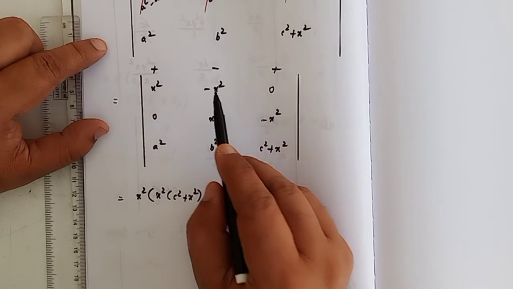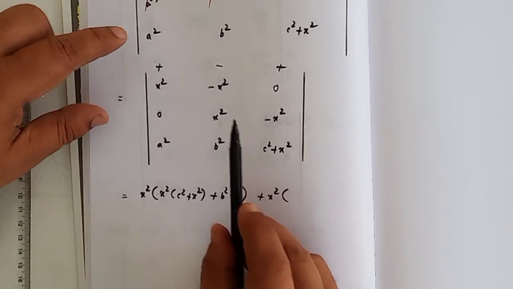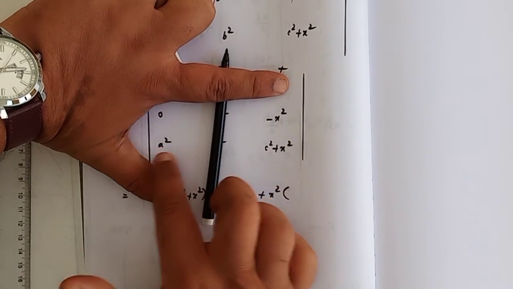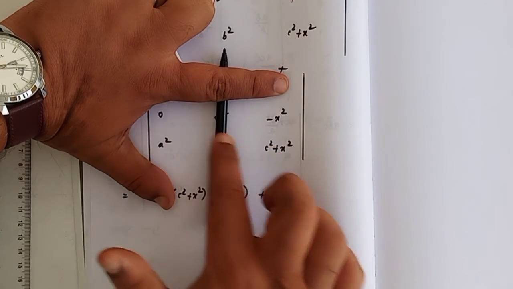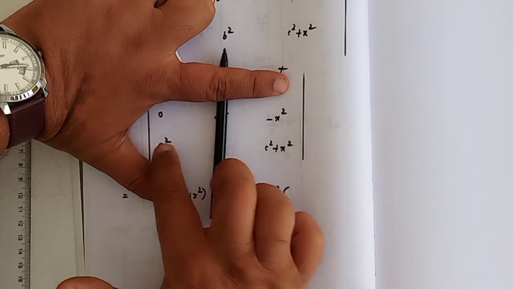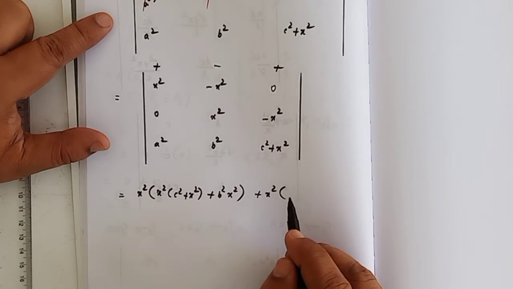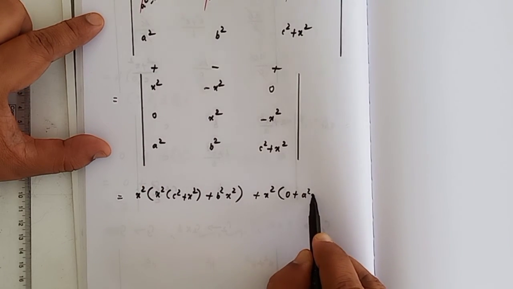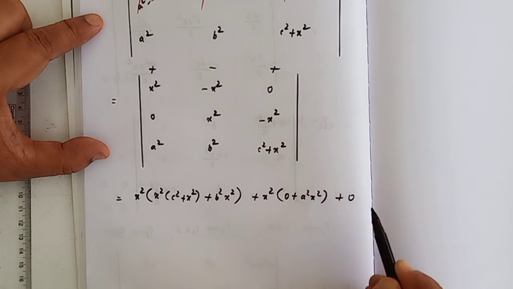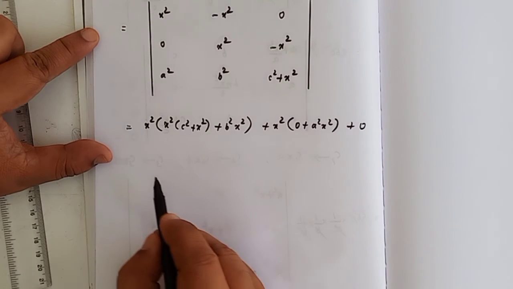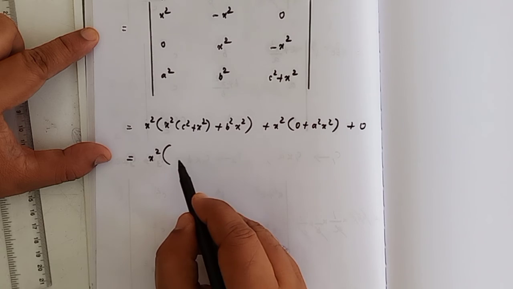Next, minus into minus plus x squared into, leave this column and row. We have these four elements, have to multiply. If you multiply, these two will be getting 0. Then multiply, change the sign, minus a squared x squared becomes plus a squared x squared. Here finally we have 0, 0 and anything into 0, put 0 only. That is equal to x squared into x squared into c squared.